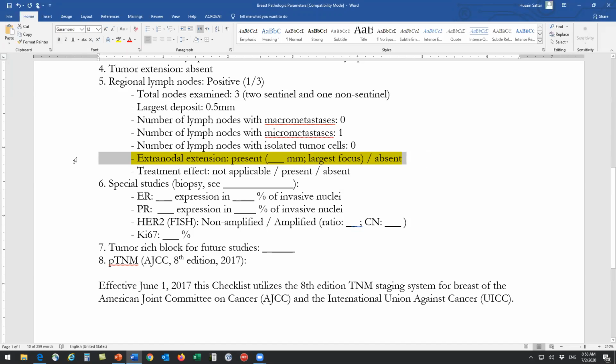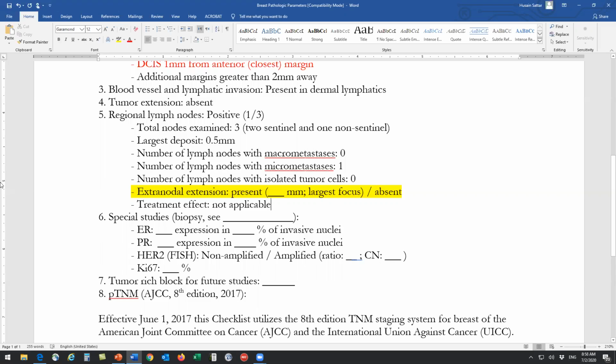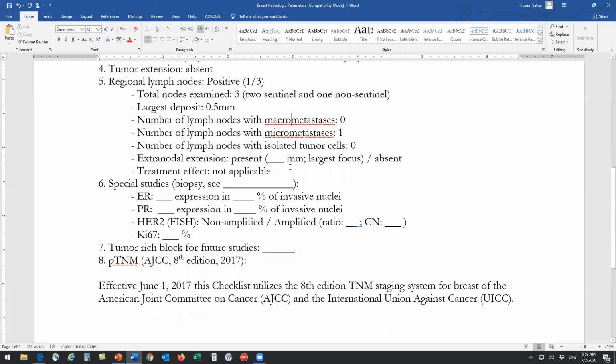And then finally, the last parameter here is your treatment effect. Treatment effect is when the patient's been treated with chemo. If they haven't been treated, we simply say non-applicable. But if they have been treated, we'll comment on this. That's beyond the scope of this lecture, so I don't want to touch that today because I've already talked about too many things. So let's quickly talk about one last thing and we're going to be done, which is the way the nodes work. Let's go back to PowerPoint for a second.